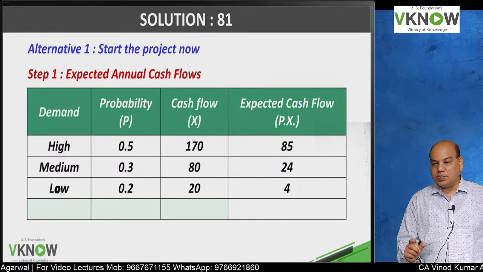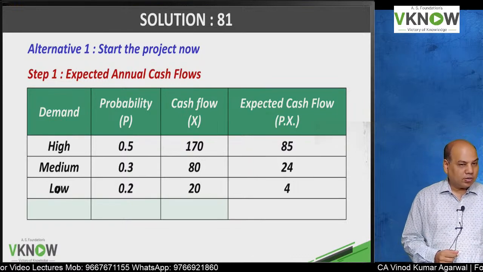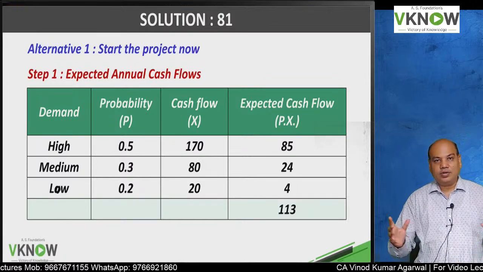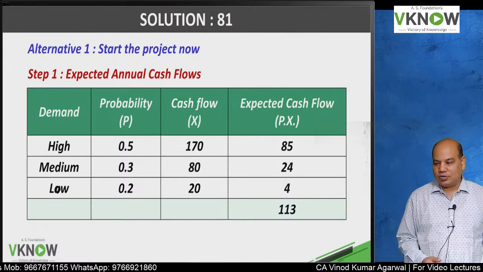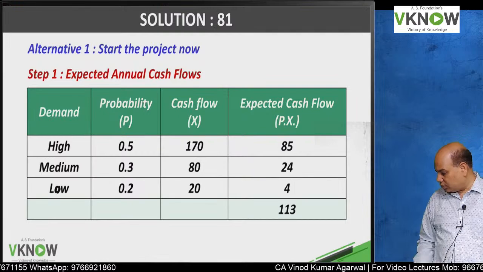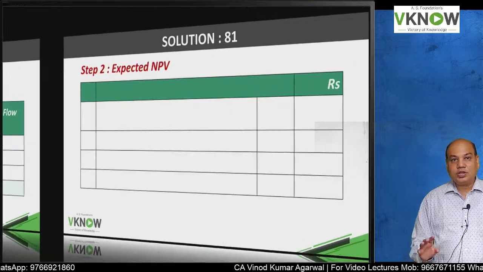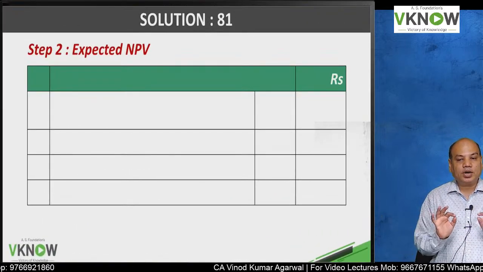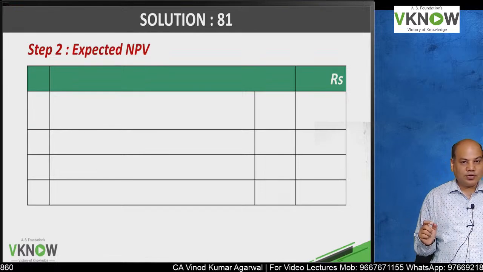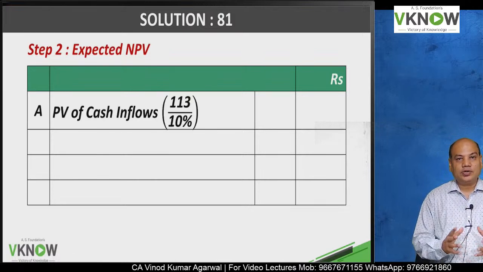Anybody, what is my expected annual cash flow if I start now? Total of the last column. Come on, students, come on. One student finally replied: 113. Wonderful. Amazing. So 113 is right. And this is perpetuity, per annum forever, 113. Sajid Khan is also right. After many days you have replied. Very good. At least replied.